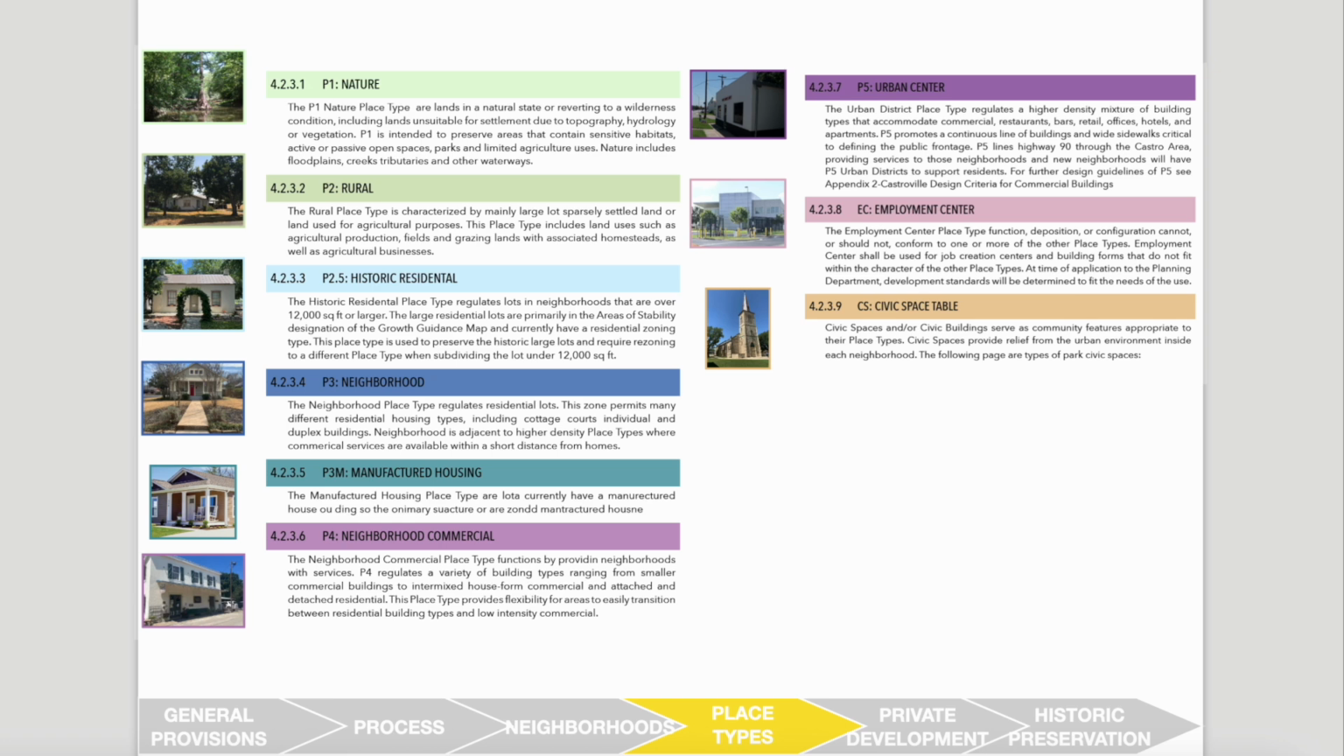P5 Urban Center is the most urbane development in Castroville, with buildings going directly up to the sidewalk, creating a strong pedestrian walkway and more commercially associated uses for these buildings. Employment centers is the place type for uses and situations that don't cleanly fit into any of the P1 through P5 designations. Under existing zoning, these exist as industrial use, and the same uses for each of those have been agreed upon before and will be continued.